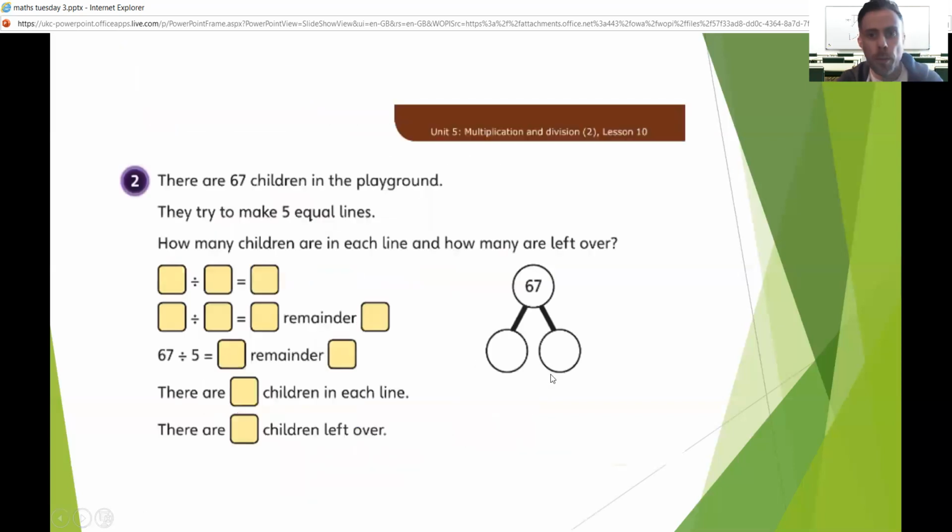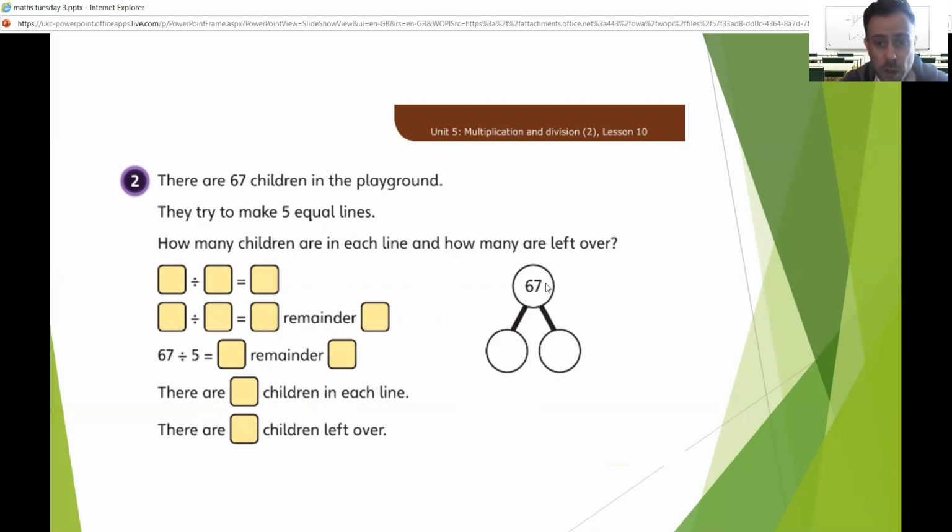There we go. Number 2. There are 67 children in the playground. I think that's definitely more than one class. And they try to make 5 equal lines. Okay, so this time we're dividing by 5. How many children are in each line and how many are left over? So we know there's going to be some left over. They're telling us how many are going to be left over.